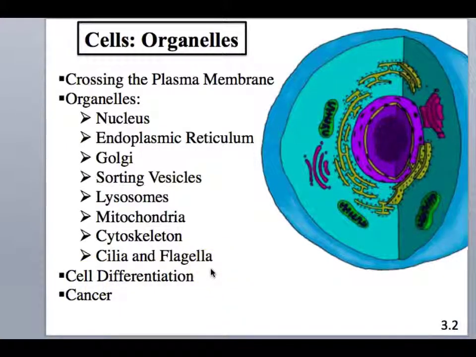So if they all have the exact same DNA, why are they different? Why is a skin cell different from a bone cell? Why do we not grow stomach cells on our face? That kind of thing. And then finally we'll end with how cancer starts sometimes, and the difference between benign and malignant tumors. And yeah, let's just get started.